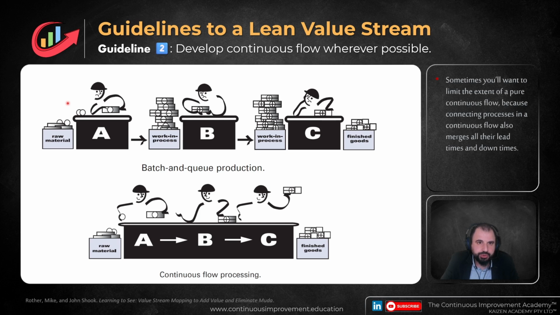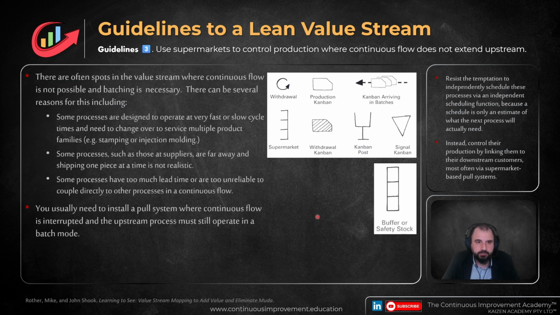Yes, we have inventory and waiting. Problems will be hidden, longer lead time, and also space requirements. So what happens when continuous flow simply isn't possible? Perhaps processes are too fast or too slow compared to each other, or even geographically distant, like we have suppliers in different countries even. So in these instances, we use supermarkets to control production.